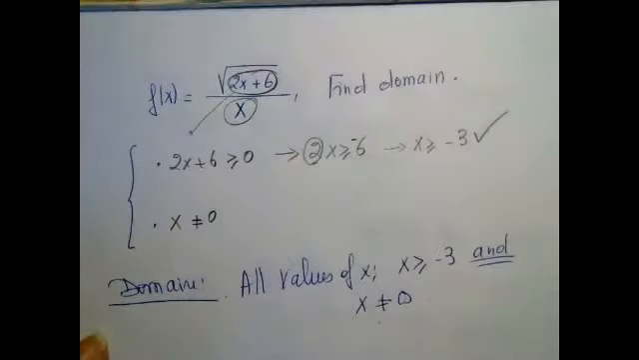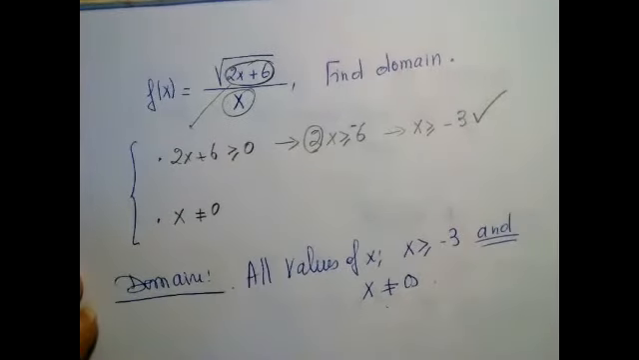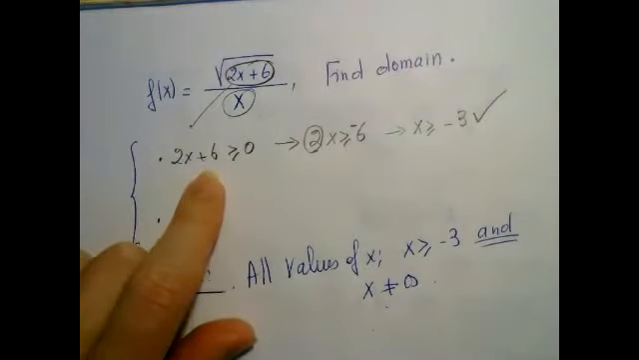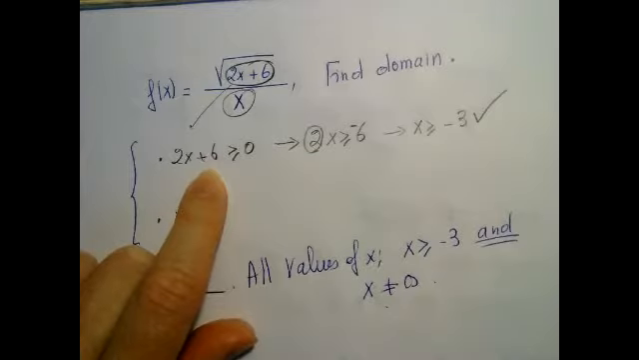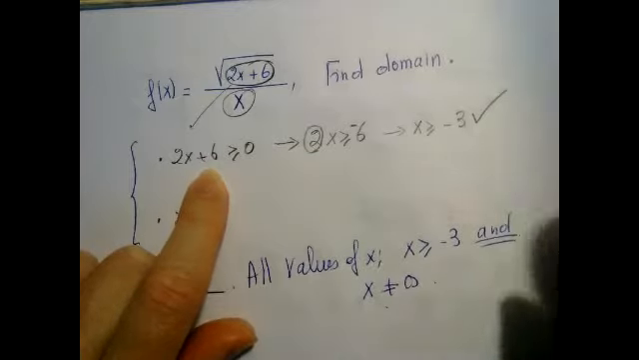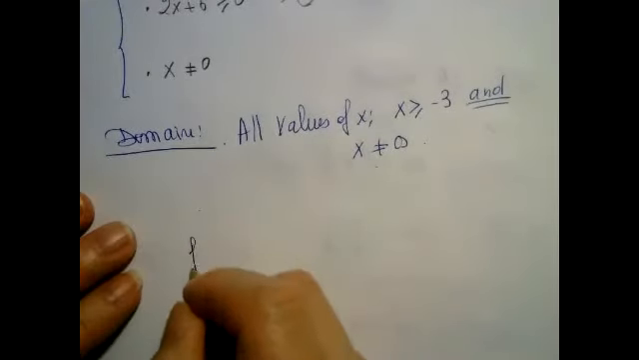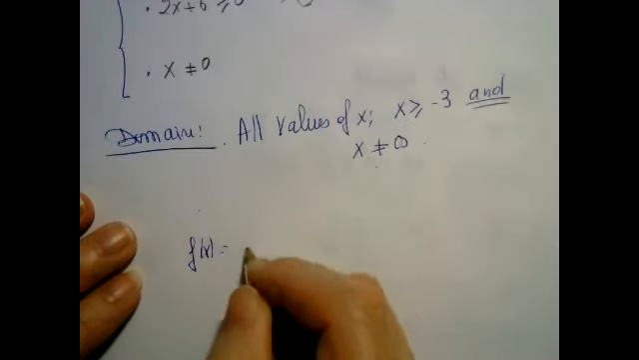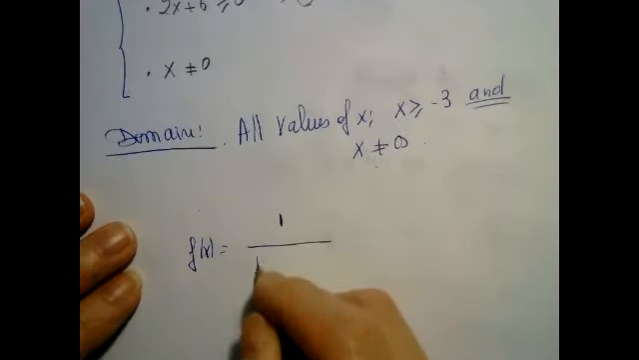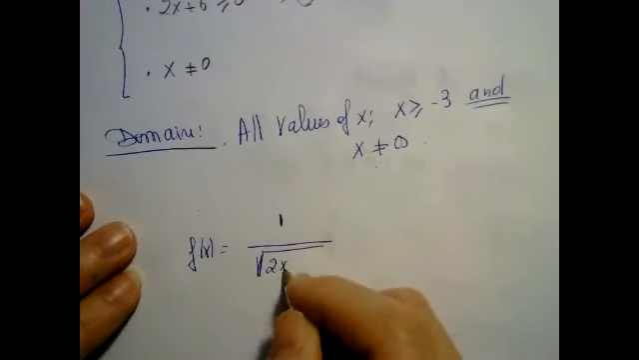Okay. All right. I have a question. Yes, please go ahead. When you're solving the 2x plus 6, how do you know whether to put the greater than or equal to, or just the greater than sign? Okay, I'll give you the following scenario and you answer your own question. Suppose I tell you f of x equals 1 over that.